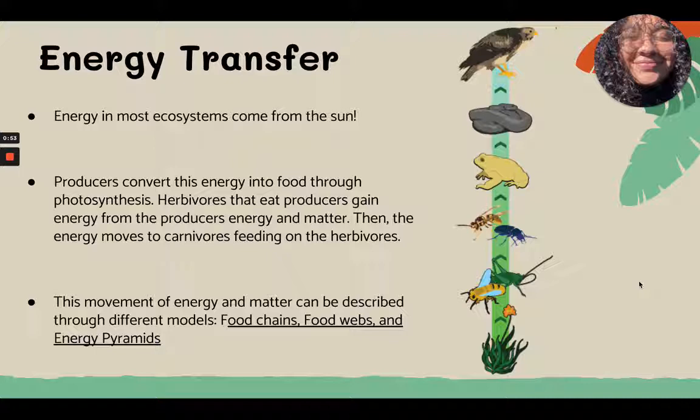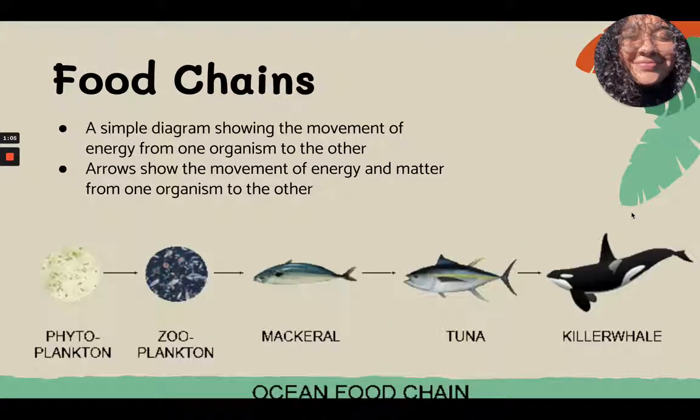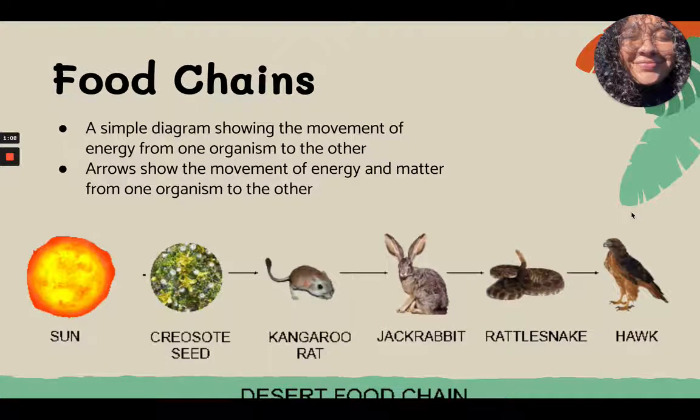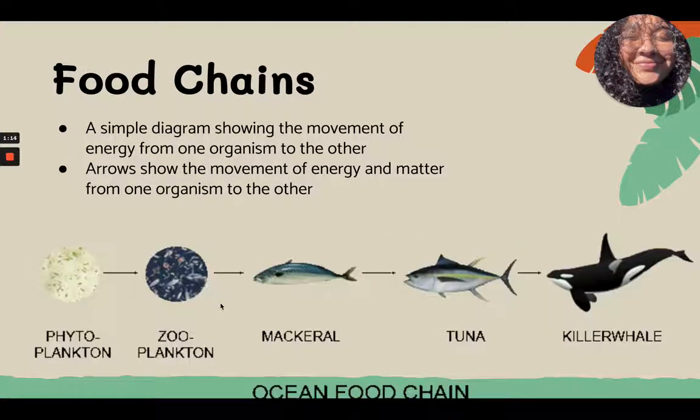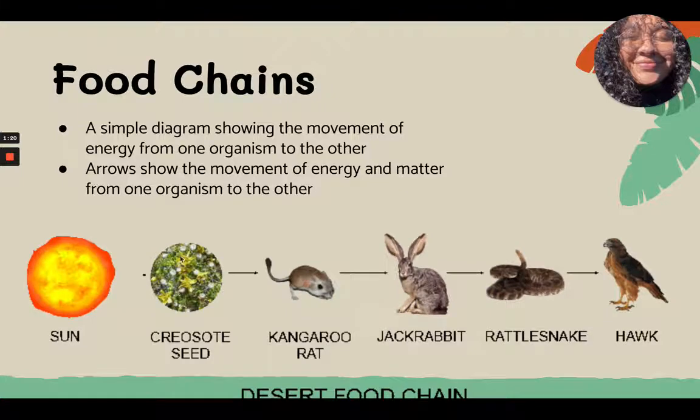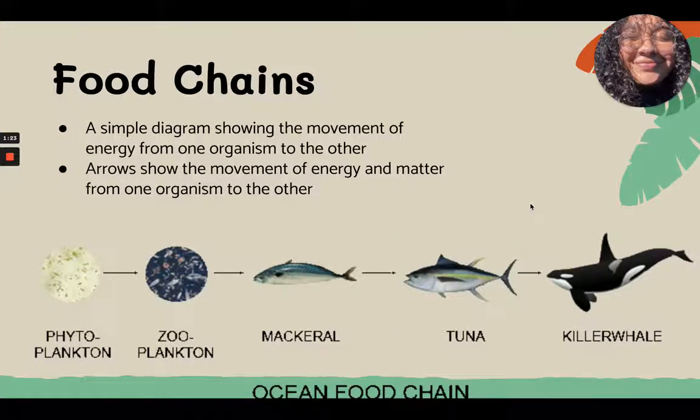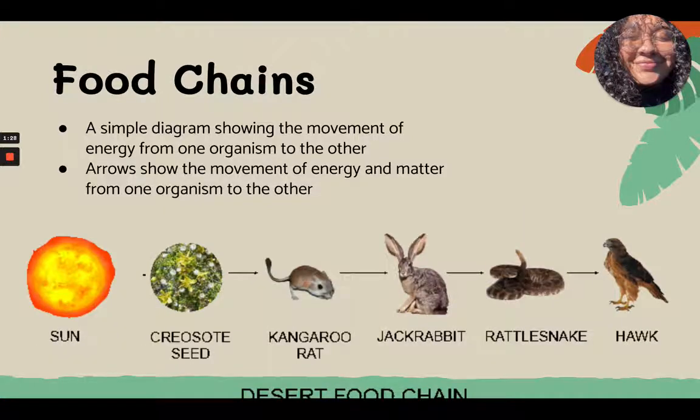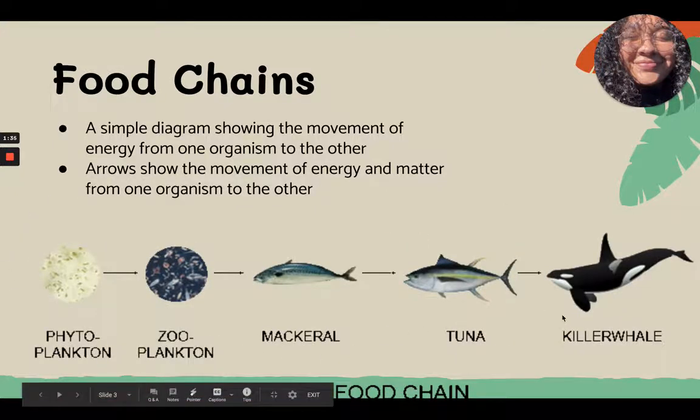So this movement of energy and matter can be described through different models. These could be food chains, food webs, and energy pyramids. So right here is a food chain, and we'll talk about that in a second. So food chains are simple diagrams showing the movement of energy from one organism to the other, and the arrows show the movement of energy from one organism to the other. So this one has the sun, and then the producer, and omnivores, and then the carnivores, and other omnivores. Okay, so it's just showing the movement of energy from one organism to the other.